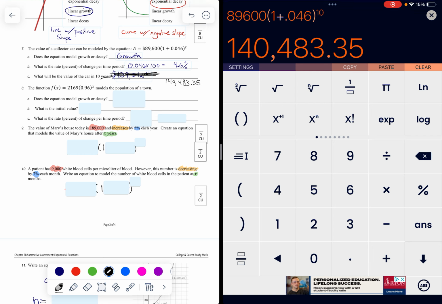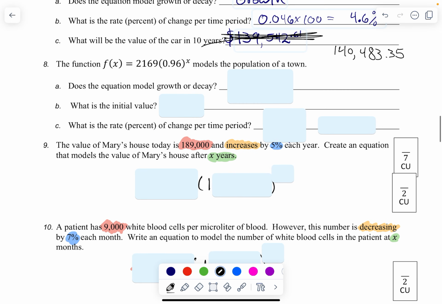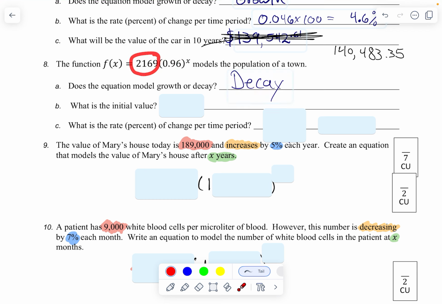Okay, let's take a look at 8 here. We've got our exponential function here. It models the population of a small town as a growth or decay. So I've got to look at my base that the exponent is attached to, and I go, ooh, that is less than 1. That is decay. My initial value, here's my A value. Here's how many people are in the town to begin with: 2,169.